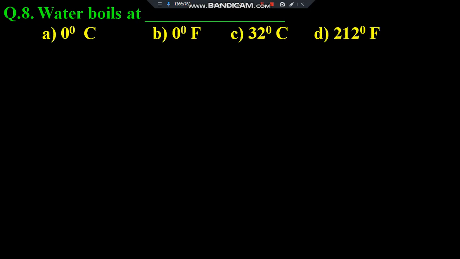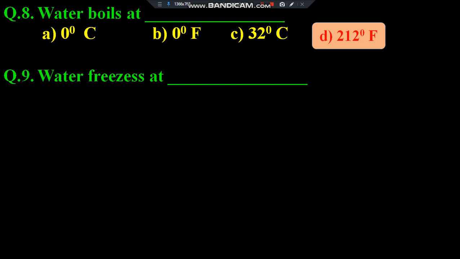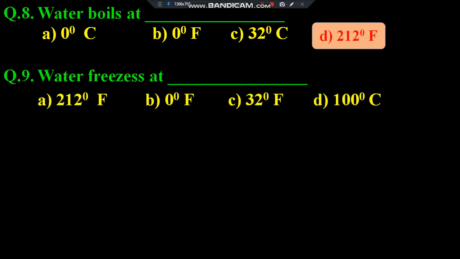Then water boils at. Boils at, again we are having the boiling point. So here now we will measure the temperature in Fahrenheit. Water boils, that is, temperature is very high. So which is the highest temperature over here? Yes, 212 degree Fahrenheit. Now water freezes at. Freezing point of water, we know 0 degree comes in Celsius. So which is the lowest? Except 0, 32 degree Fahrenheit. So water freezes at 32 degree Fahrenheit.